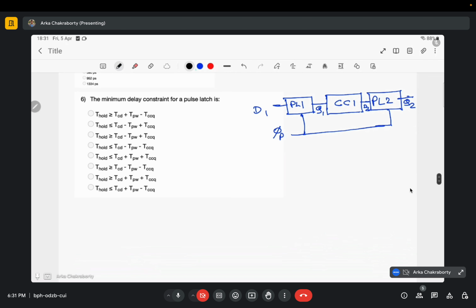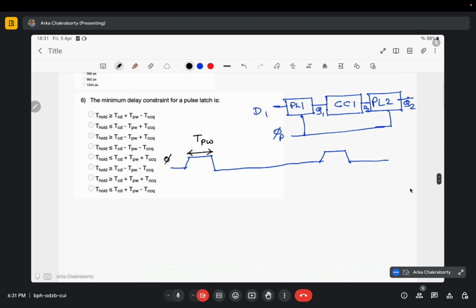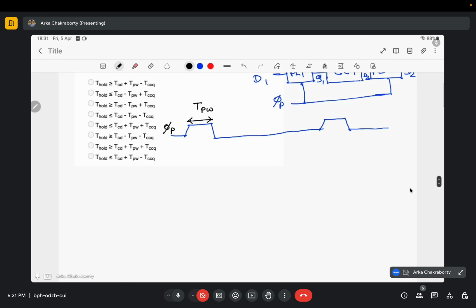So basically my clock pulse would look something like this. That is, the clock could be high only for a short duration. Okay. This is the thickness of the pulse width. This is my clock pulse, and I will consider that D1 has arrived sufficiently before this TPW.